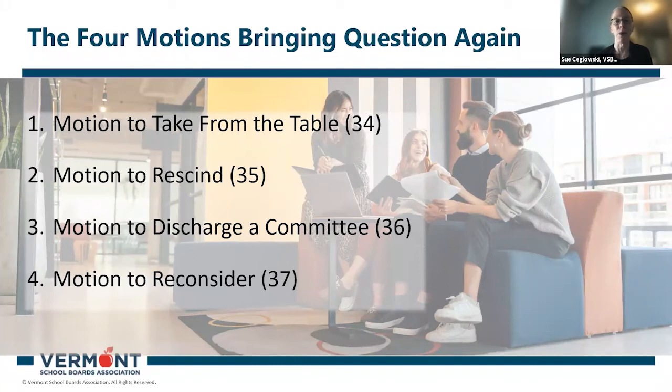And I would encourage you, if you're dealing with a situation where you think you might need to use this kind of a motion, to really take a look at the specific chapter that covers the motion that you're thinking about using.